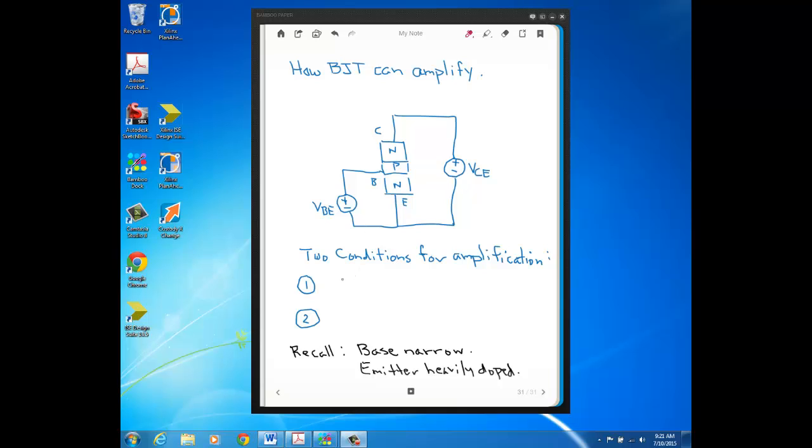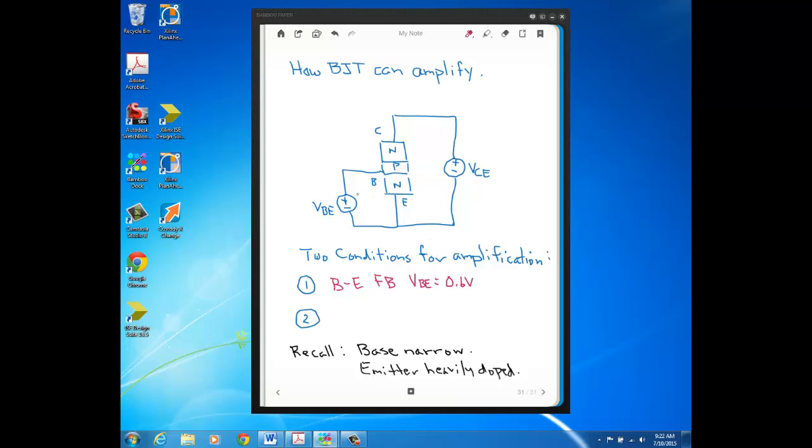First of all, one condition that you need in order for the BJT to amplify is you want the base to emitter junction. Remember, we have a PN junction between the base and the emitter and a PN junction between the collector and base. Well, you want that base to emitter junction to be forward biased. So if we assume we have a silicon transistor here, that means you want VBE, the voltage across the base to emitter, to be equal to the turn-on voltage, say 0.6 volts.